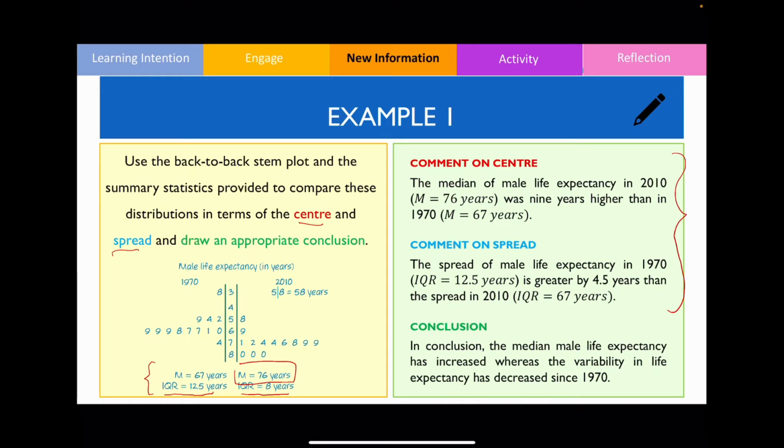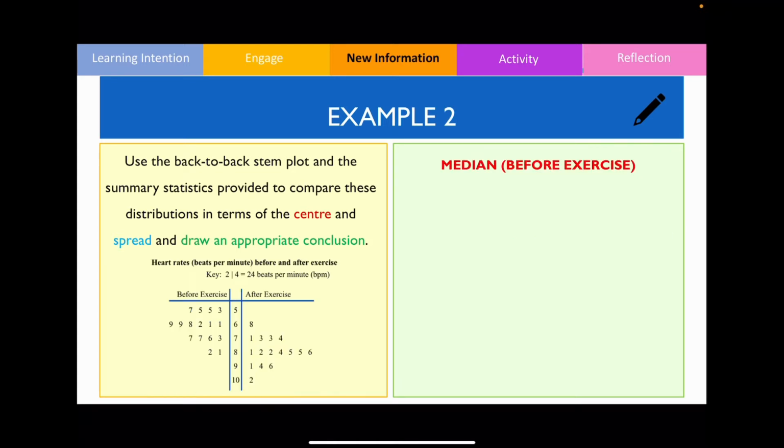So this is how you should be structuring your report when you're comparing two datasets. Let's now look at a more complex example. In this example over here, notice that it doesn't provide us with the statistical measures, but we still need to comment on the center, spread, and write an appropriate conclusion. So the first thing that we're going to do is find out the median of both datasets.